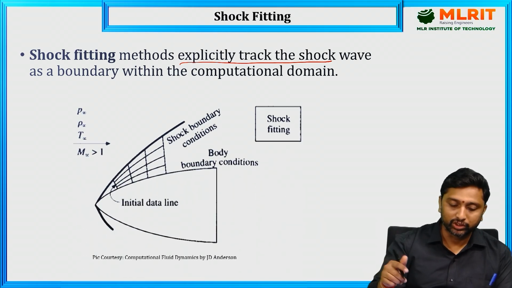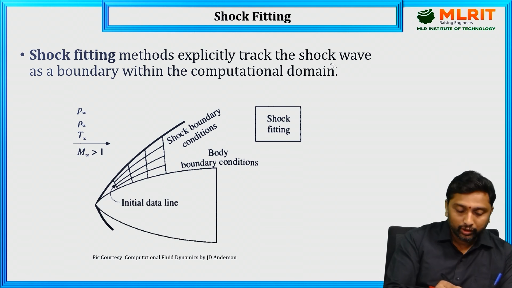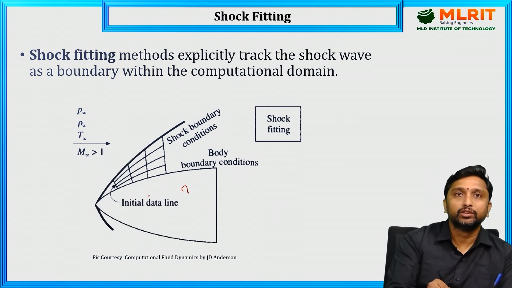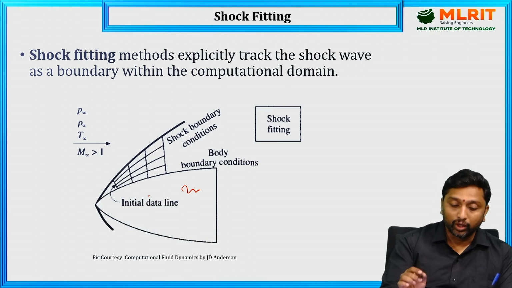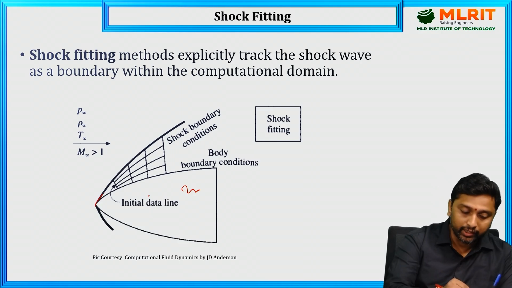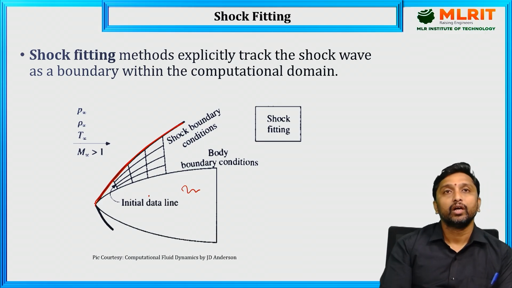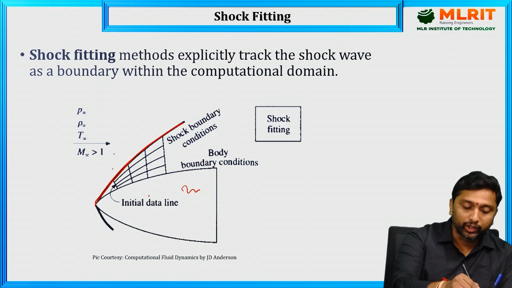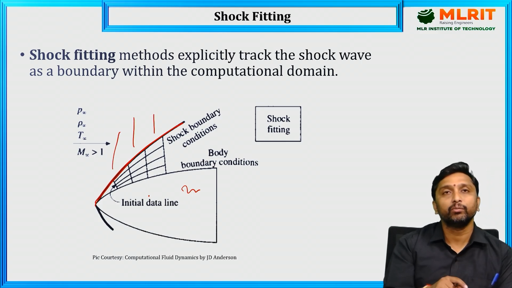For example, you just check this. This is the object which we are speaking of. It's a conical section. Now what it has done is, it has first created the shock wave. You can observe this. This is a shock wave. And using the shock wave, you can see that there is no grid beyond this shock wave. There are no grids or no mesh generated beyond the shock wave.